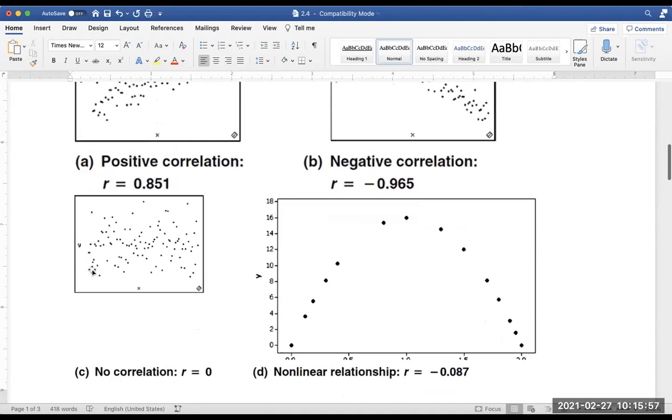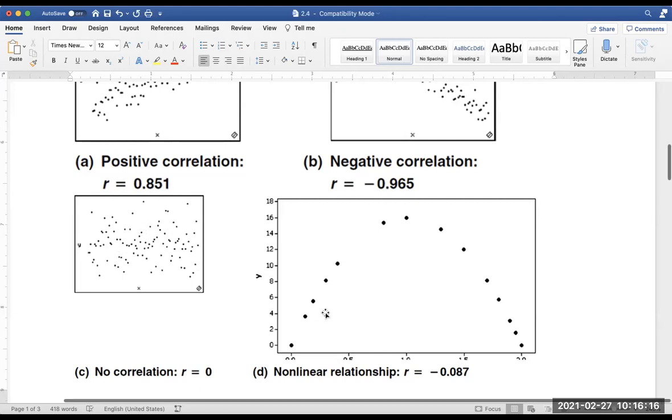Next, if you look here, well, there doesn't seem to be any correlation. If you go up or down in one of the variables, that doesn't cause the other variable to either go up or down. So there's no correlation. The correlation coefficient is like 0.